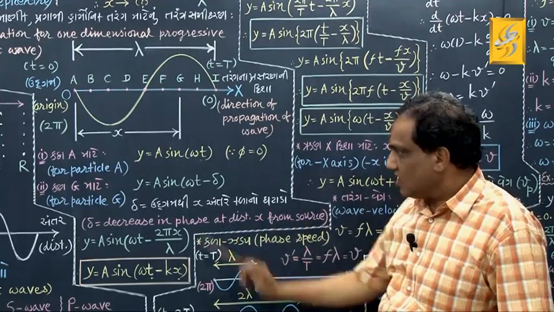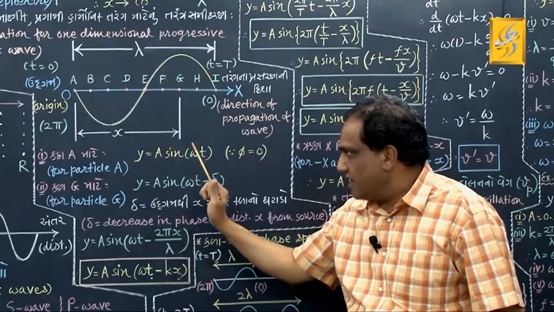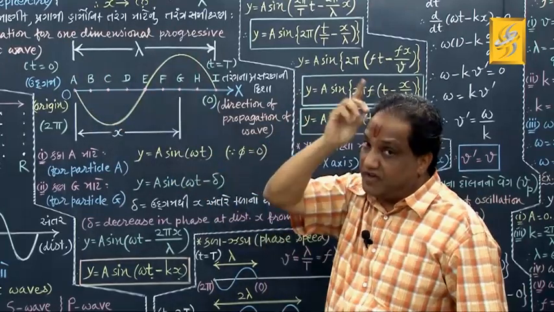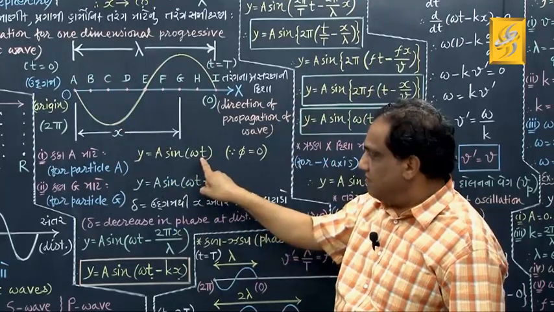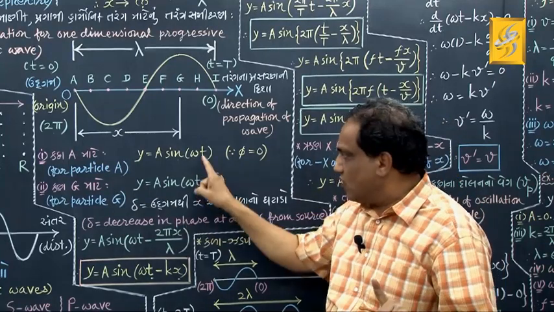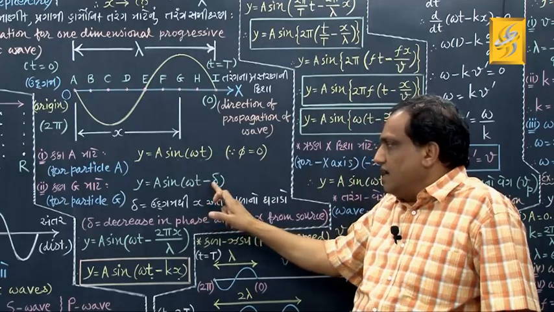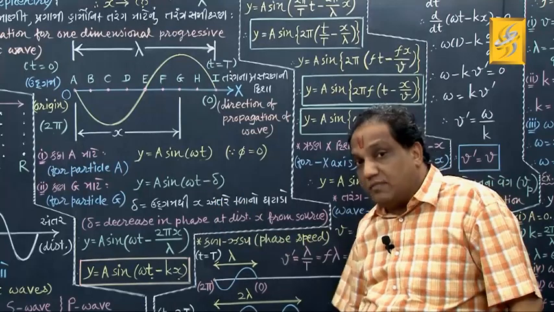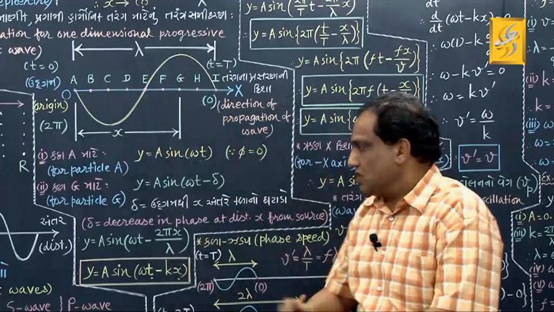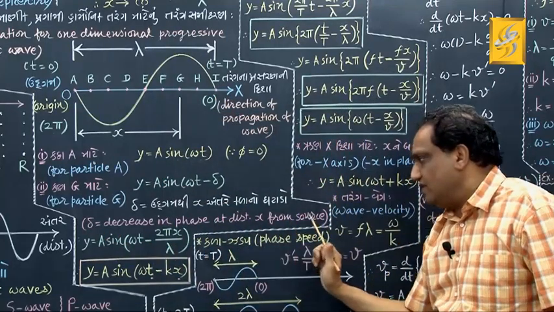I repeat. What is the phase of particle A? It is omega t, correct? But when you move away from the source, what happens? Phase decreases. So at the same time t, I should get the phase of particle G smaller than omega t. So I am writing omega t minus delta, correct? Where delta is nothing but the decrease in phase at distance x from the source.